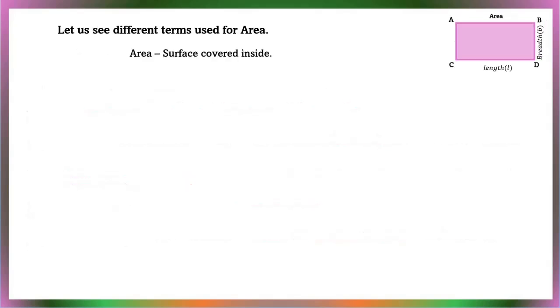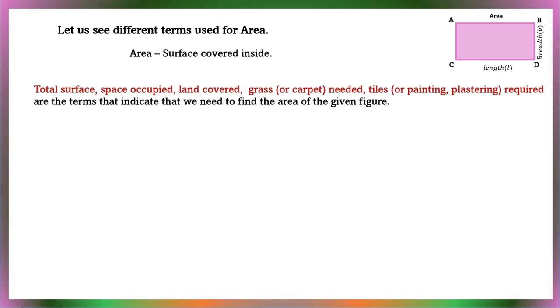Now, let us see different terms used for area. Area means surface covered, total space, space occupied, land covered, grass needed, tiles required. These are the terms that indicate that we need to find the area of the given figure.